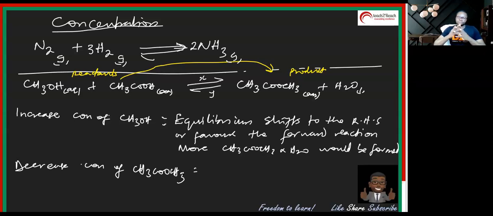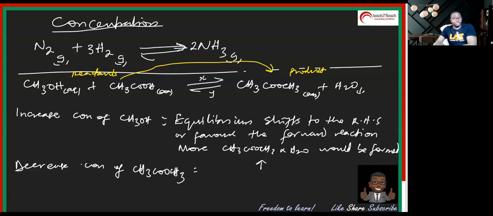Will it go to the left? No. Equilibrium will shift to the right because it is trying to increase the product. The same effect that we had here is the same thing that we are going to have for this one. If you decrease the concentration of your product, more of the product will be formed. So equilibrium will shift to favor the forward reaction.